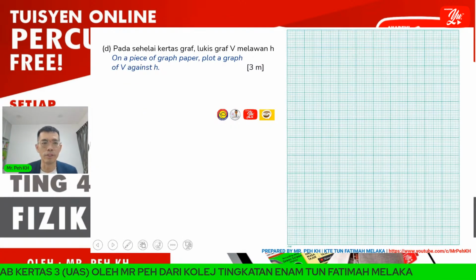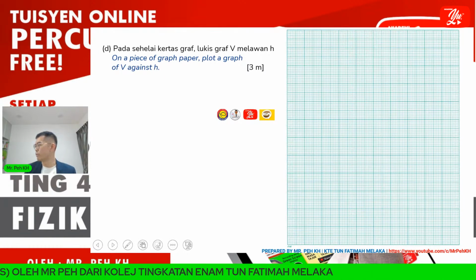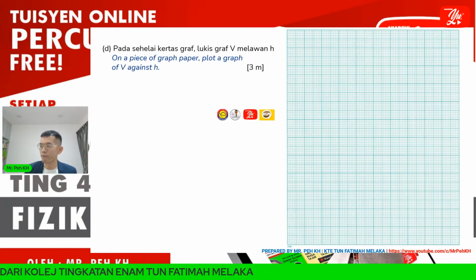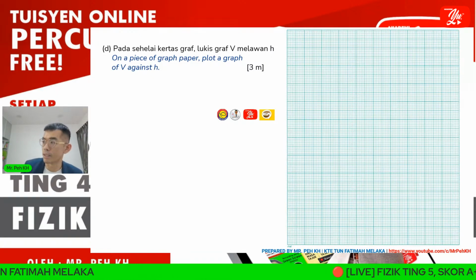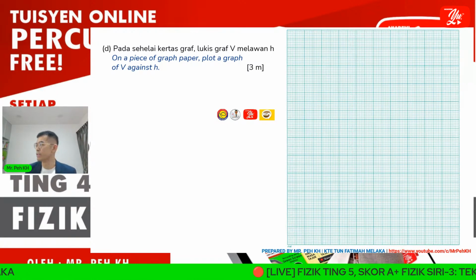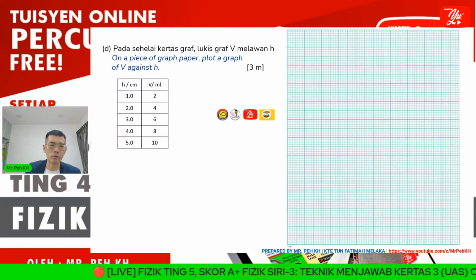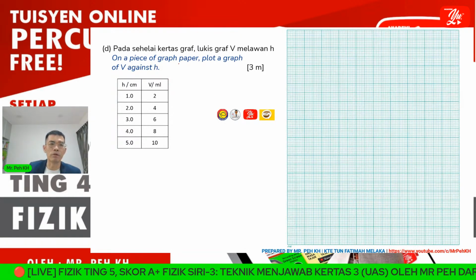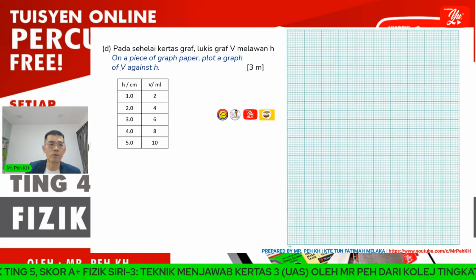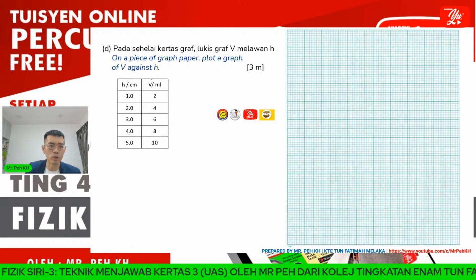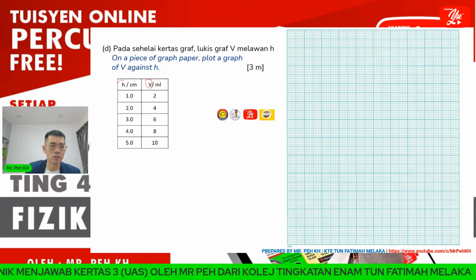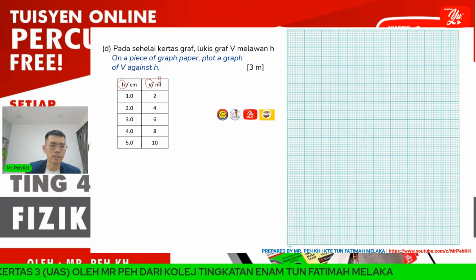Okay, so here we go for plotting the graph. For plotting the graph, you have 6 items to fulfill, where the total will be 70. So this will be the graph you need to plot. On a piece of graph paper, plot a graph of V against H. V will be the Y axis, and H will be the X axis.